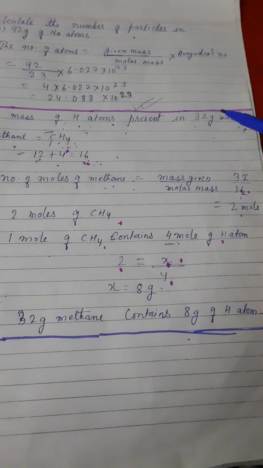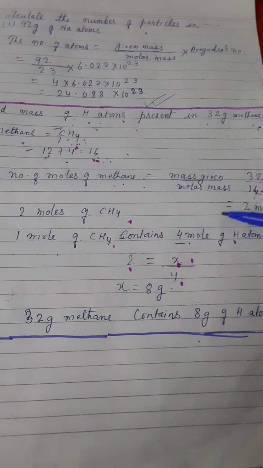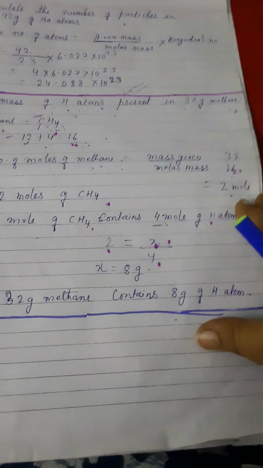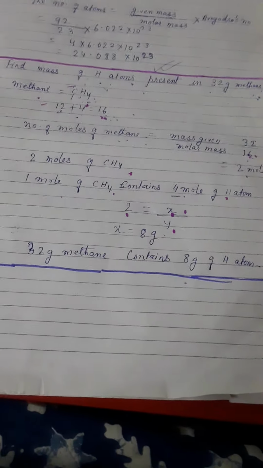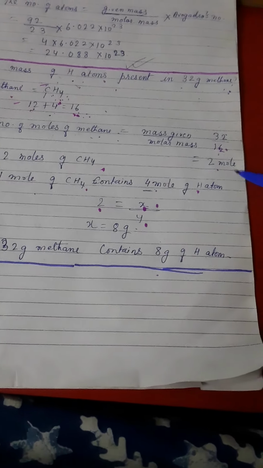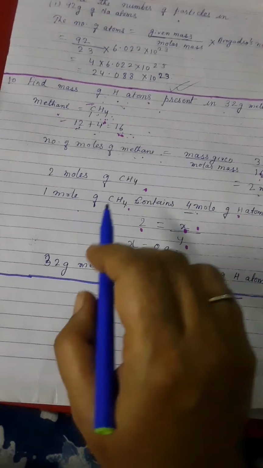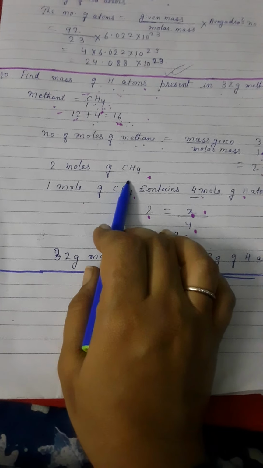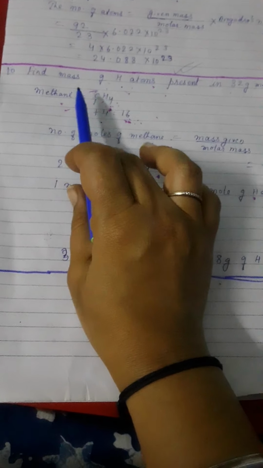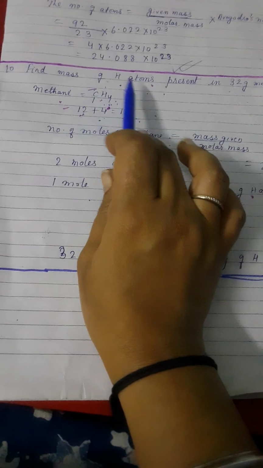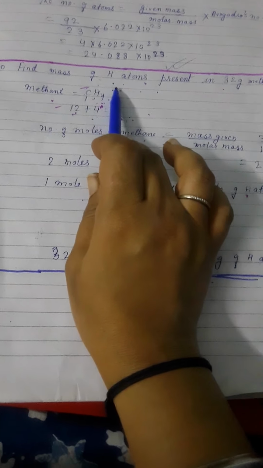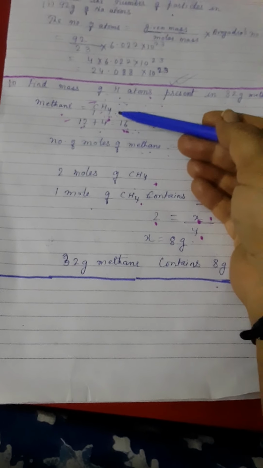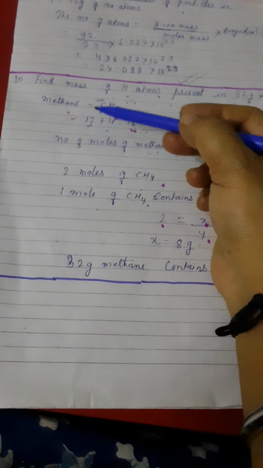Mass given 32 and the molecular mass 16. Okay, you can easily find out the number of moles by the formula. So here how many moles are we getting? 2 moles. Okay, that means in 32 gram of methane, 2 moles are present. Okay, here it is asking for the mass of hydrogen atoms. You have to find out the moles of hydrogen atoms present in methane. How many moles of hydrogen atoms are present in methane?